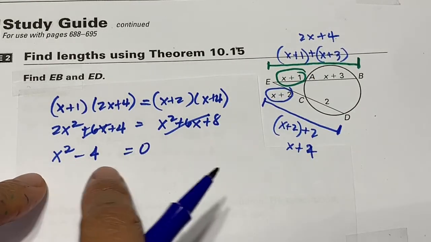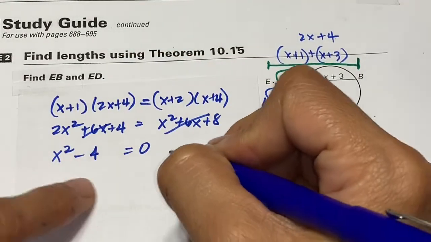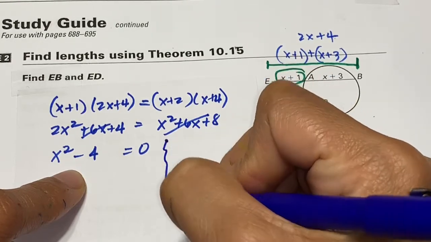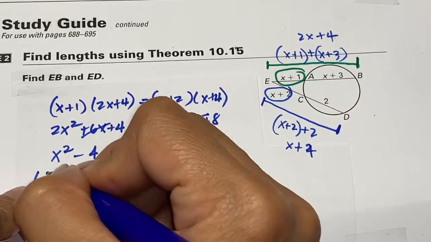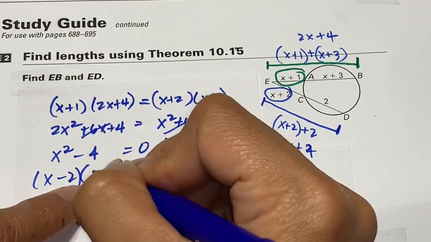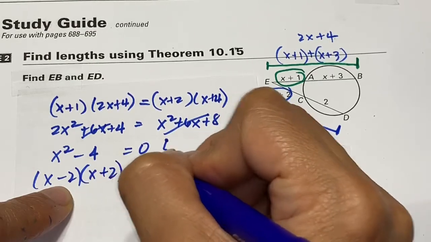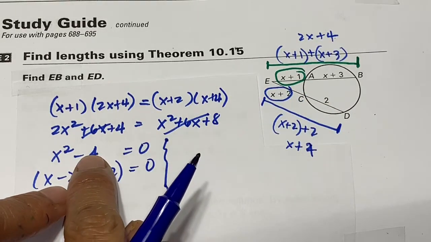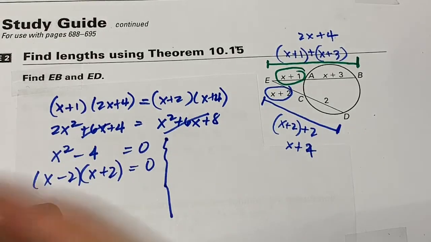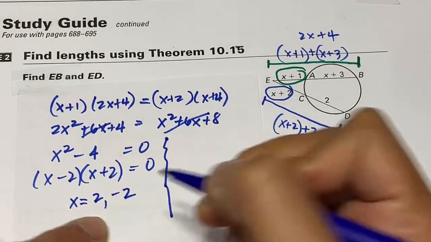You can factor this, or you can just solve for x. So I'm going to show you two ways to do this. You can factor it because this is a difference of squares. Every time it's squared, we usually factor first if you can. That's x plus 2, x minus 2, right? You multiply to get negative 4 and it sums to 0 because there's no x term. So therefore x equals 2 or negative 2.